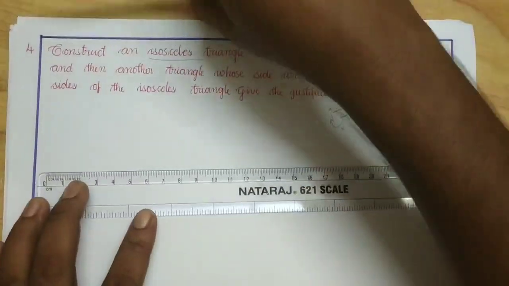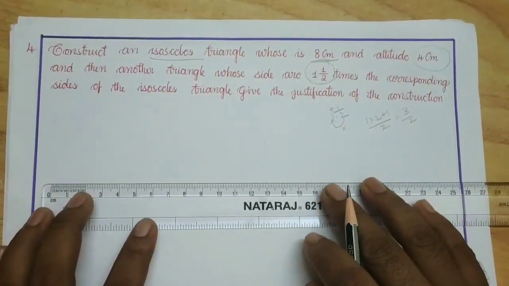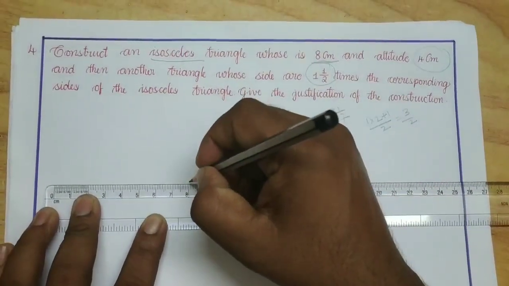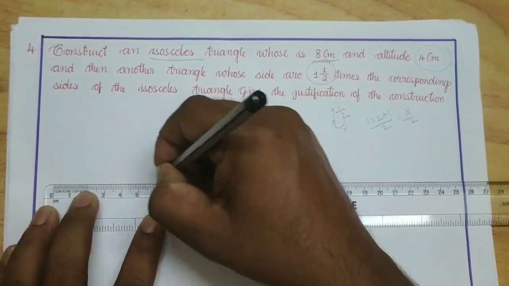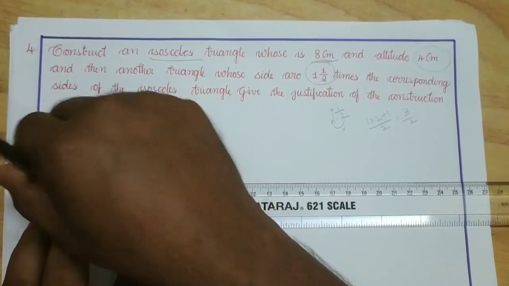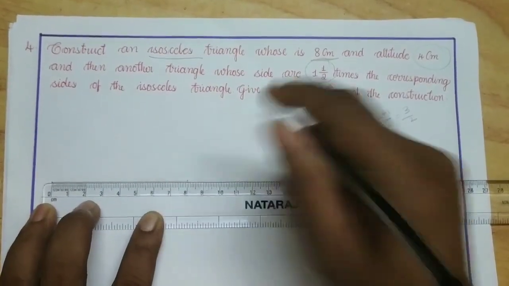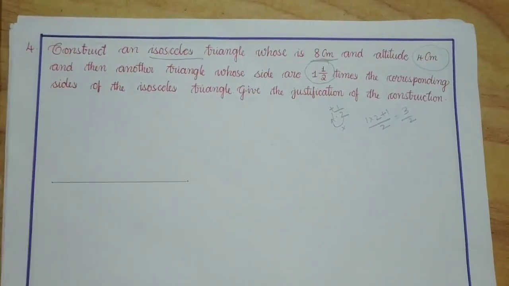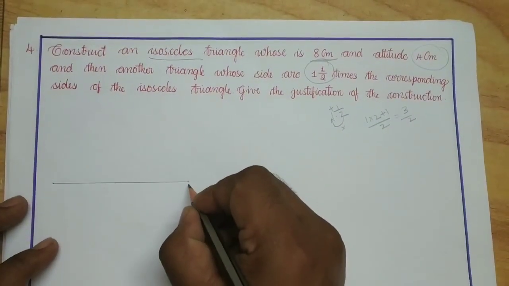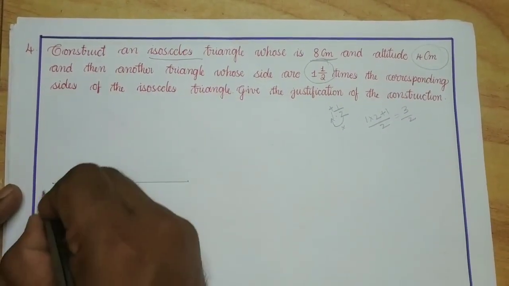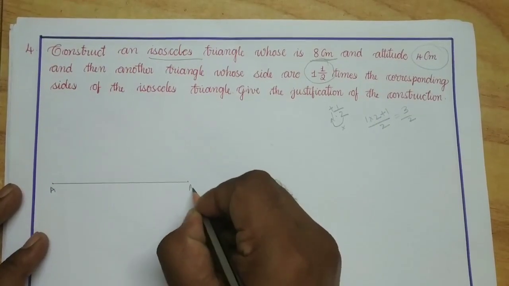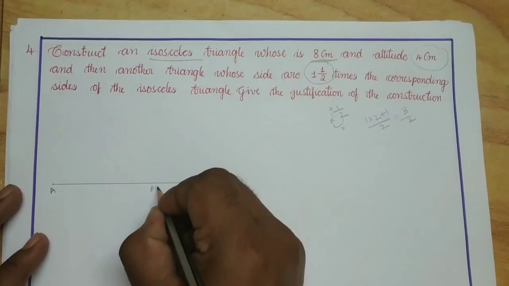So first take a base of 8 centimeters. Then we have to place the altitude. Altitude means height. Don't think it is something else. We can't place the altitude of a triangle directly, we have to make a construction again here. So this is A and this is B, with length 8 centimeters.